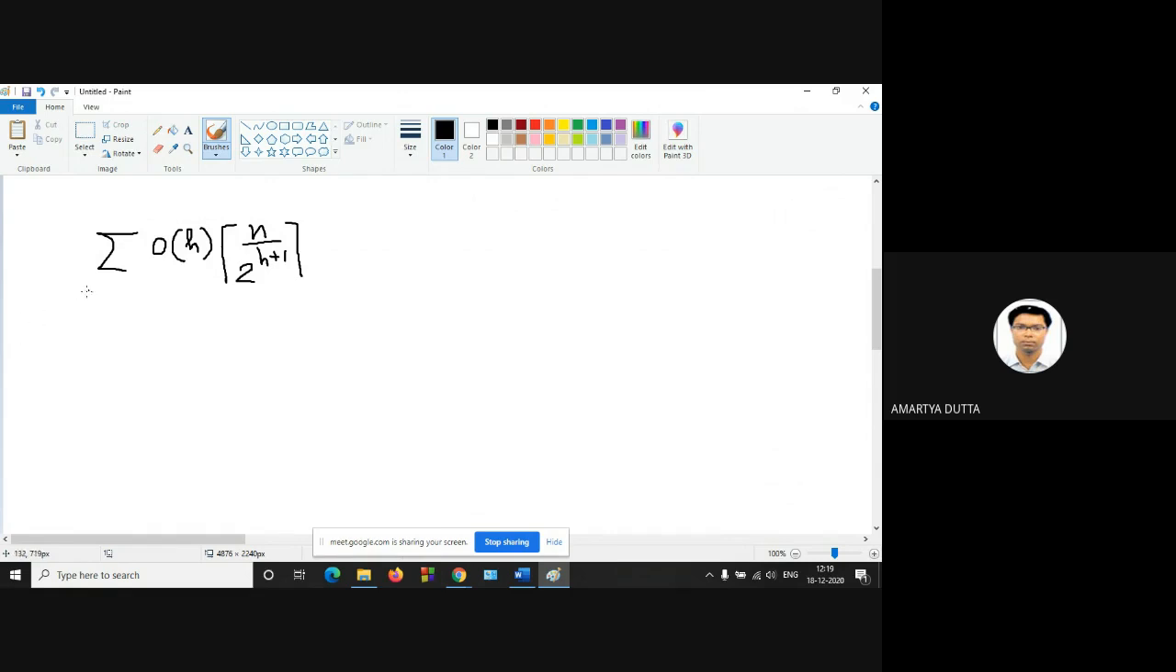And it is a summation where h runs from 0, and its maximum value is already given from theorem number 1, which is the floor of log n. So this is the complexity. Any doubts regarding this complexity? Please clarify.